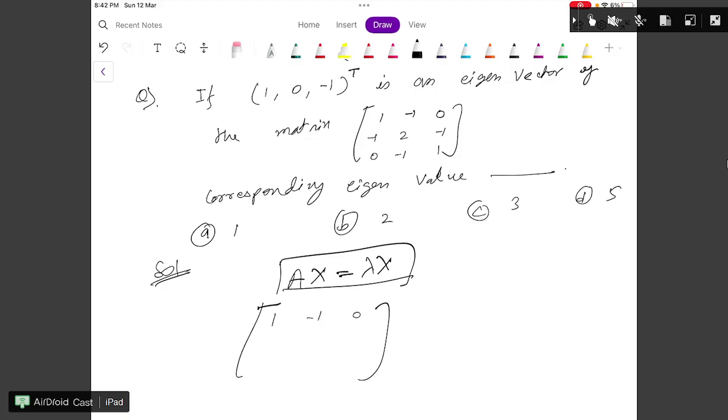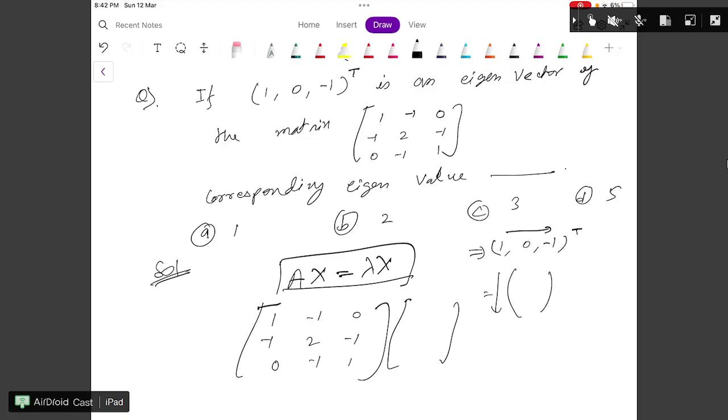Just write the given vector. So this is the given vector, the transpose of 1 0 minus 1. Transpose means you just convert row into the column.